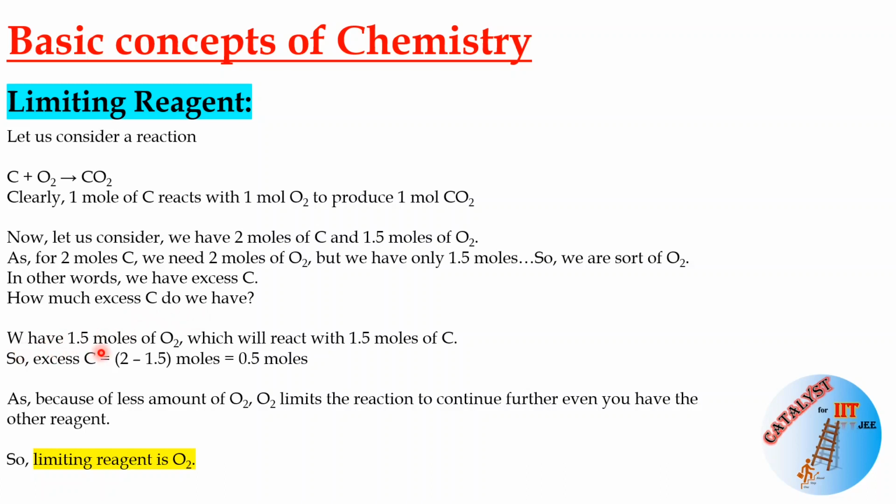You have 1.5 moles of oxygen, correct? Now which will react with 1.5 moles of carbon. As you know that 1 mole of oxygen reacts with 1 mole of carbon, you have 1.5 moles of oxygen which will react with 1.5 moles of carbon. So the excess amount of carbon will be 2 minus 1.5 moles, which is 0.5 moles, because you have initially 2 moles of carbon, correct?